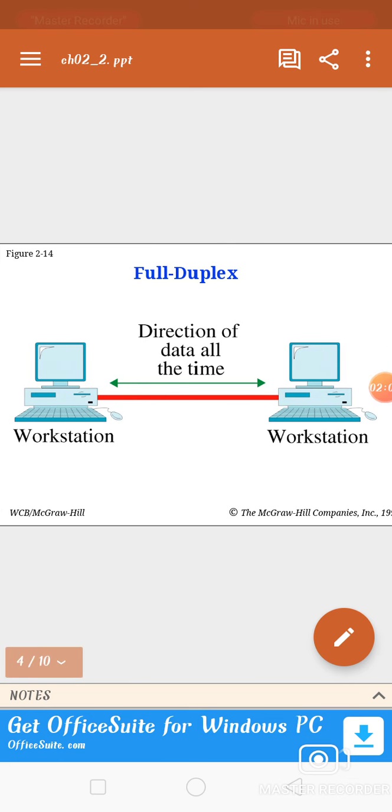Next, full duplex mode. In full duplex mode, data can be transmitted simultaneously on both ends. For example, telephone communication. In telephone communication, at a time both users can be transmitting a message from one end to another end. It is a full duplex communication.